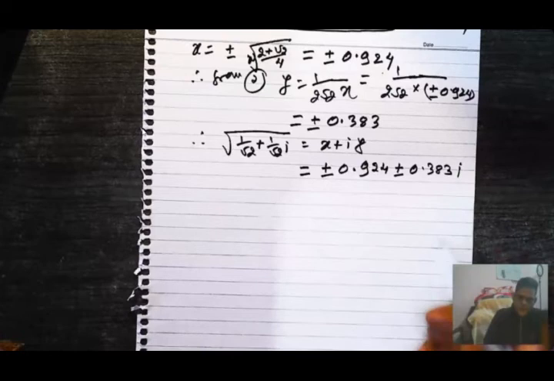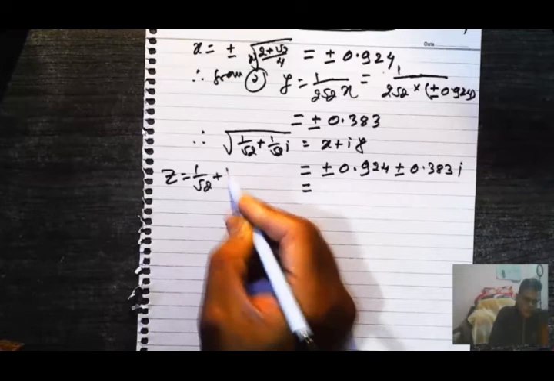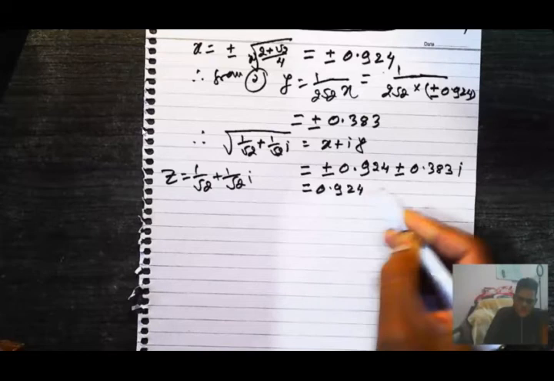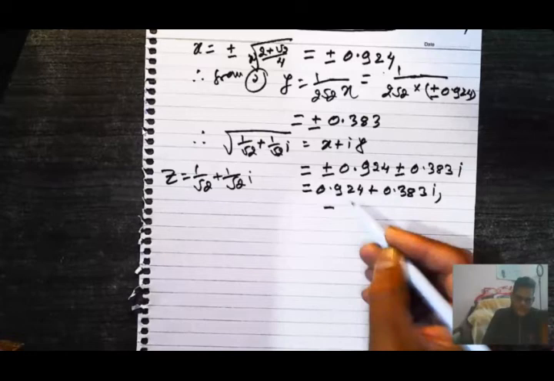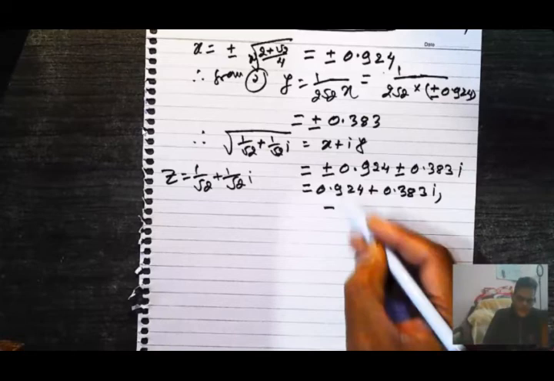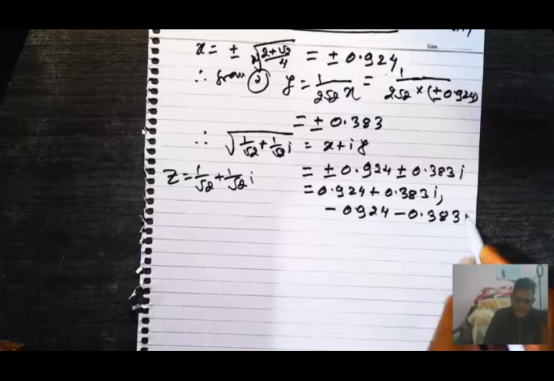So we have the square roots of this complex number, where z was 1 by under root 2 plus 1 by under root 2 i. They are 0.924 plus 0.383 i, and another is minus 0.924 minus 0.383 i. So these two are the square roots for this.